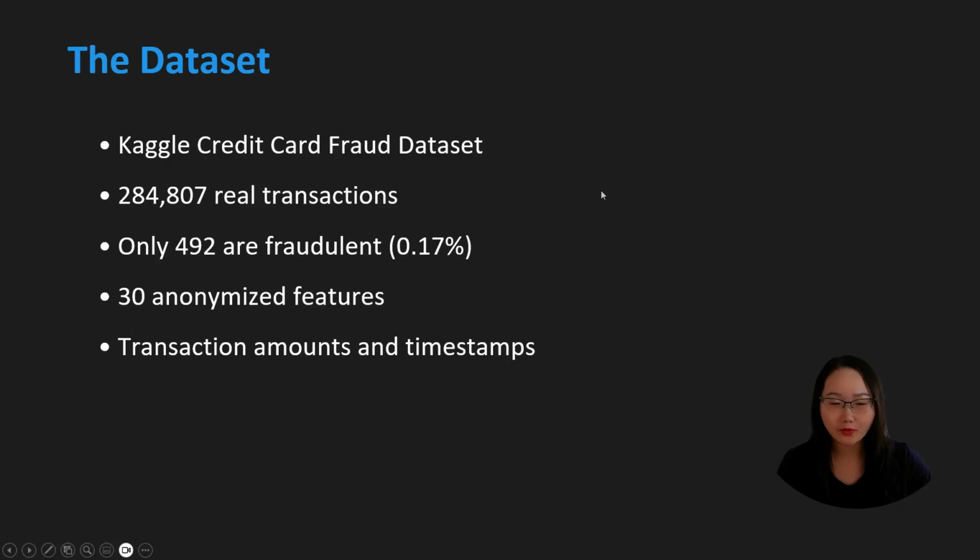Let me show you what we are working with. We're using the Kaggle credit card fraud dataset. It has 284,807 real transactions. Only 492 are fraudulent transactions. That's 0.17%. We have 30 anonymized features. It contains transaction amounts and timestamps.